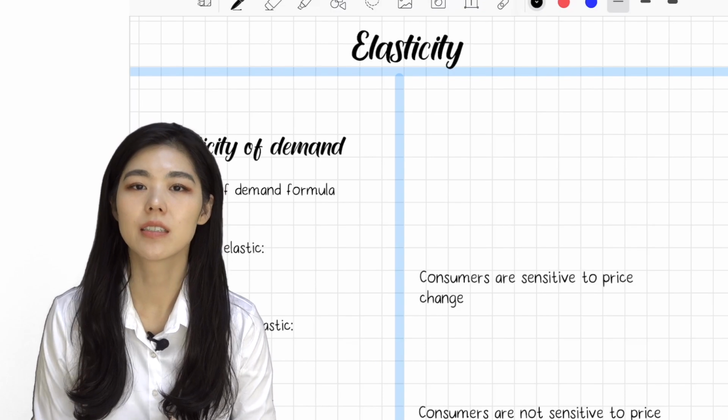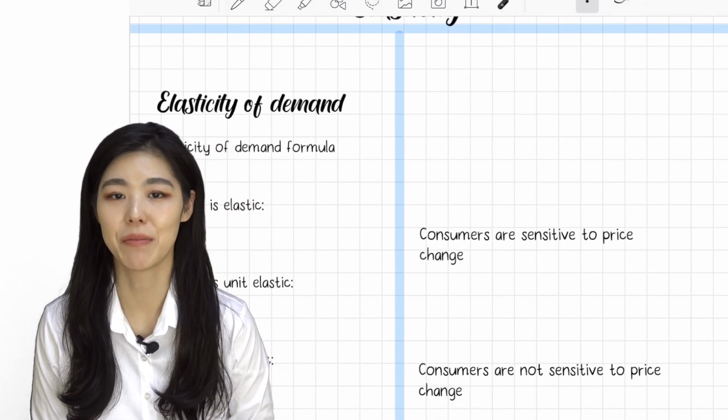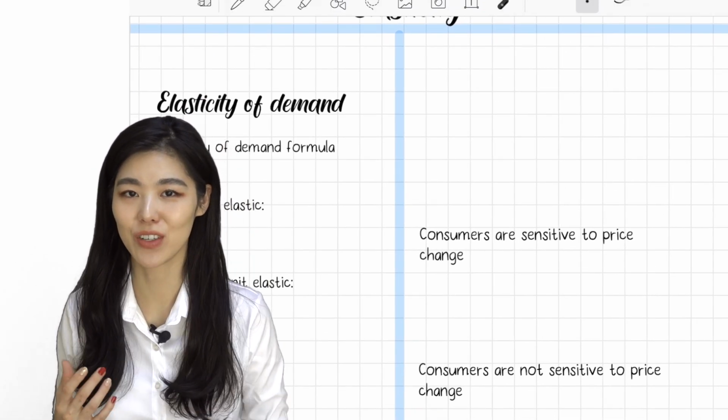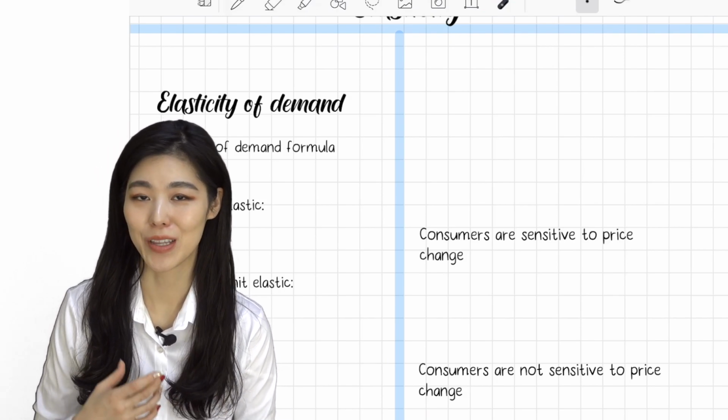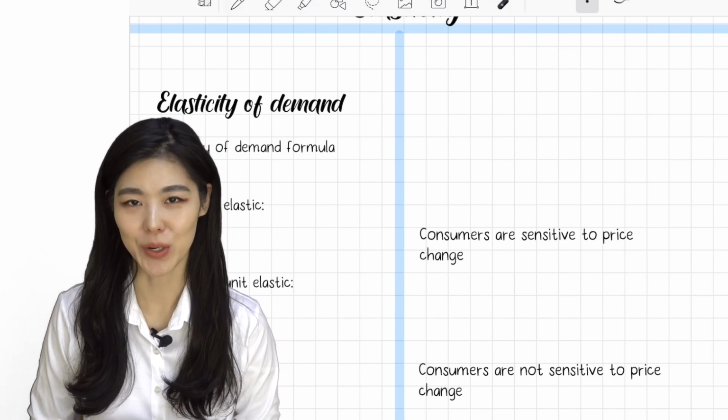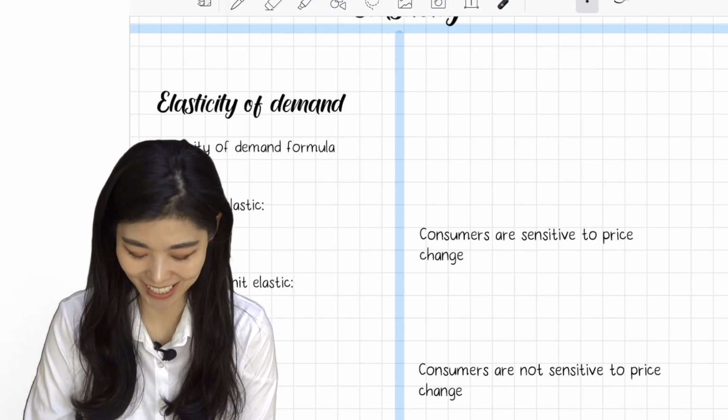In this lesson, we're going to be learning about elasticity. There is a lot to memorize in this chapter, but I will make it easier by giving you a little bit of help with the memorization. You know, the corny memorization tips.